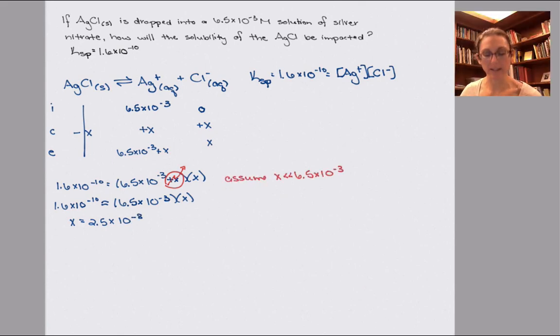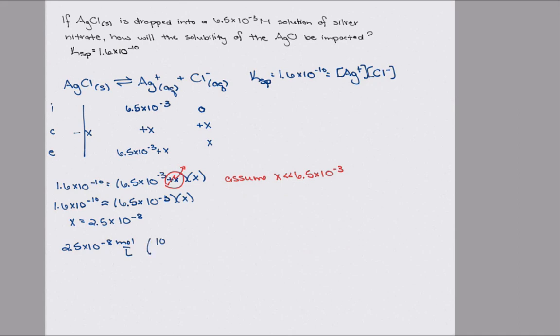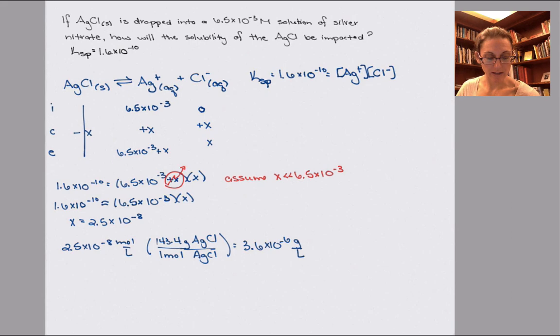And so at this point, we can see that the molar solubility for silver chloride would be 2.5 times 10 to the negative 8th moles per liter. If we wanted to know about that in terms of solubility, so in terms of grams, we can use the molar mass of the silver chloride. And we see that the solubility of the silver chloride would be 3.6 times 10 to the negative 6 grams per liter. So that's a tiny number.